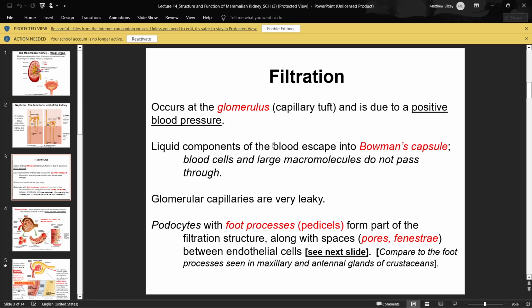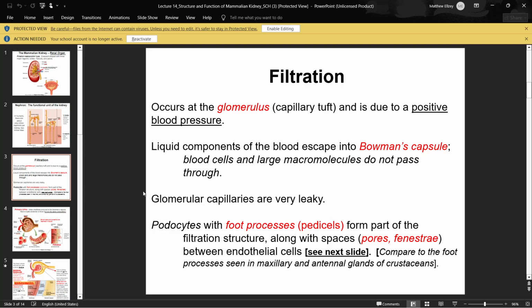And the important thing to note is that the Bowman's capsule does not allow blood cells or large macromolecules to pass through. Now, obviously, when we're filtering our blood, we're not trying to excrete our blood. So we don't want blood cells leaking through this glomerulus into the kidneys. We're not trying to pee out our blood. And these large macromolecules, these plasma proteins like albumin, we're trying to keep those as well. Those are very important for a lot of physiological functions. So the big idea here is that the Bowman's capsule is not going to allow blood cells or large macromolecules to pass through.